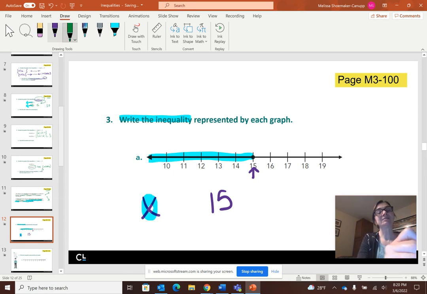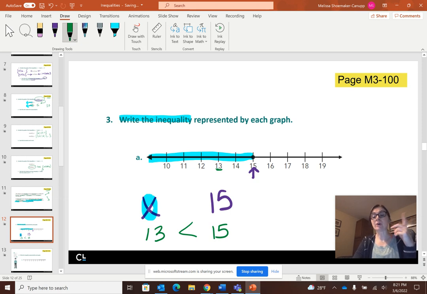So if you're feeling like, oh, this is going to confuse me, Mrs. Canupp, what I want you to do is pick a number that I highlighted in blue. That's everything that makes it true. So I'm just going to pick 13. I'm going to write that instead of X. Now compare 13 to 15. Oh, well, Mrs. Canupp, that's less than. Everybody knows that 13 is smaller than 15.